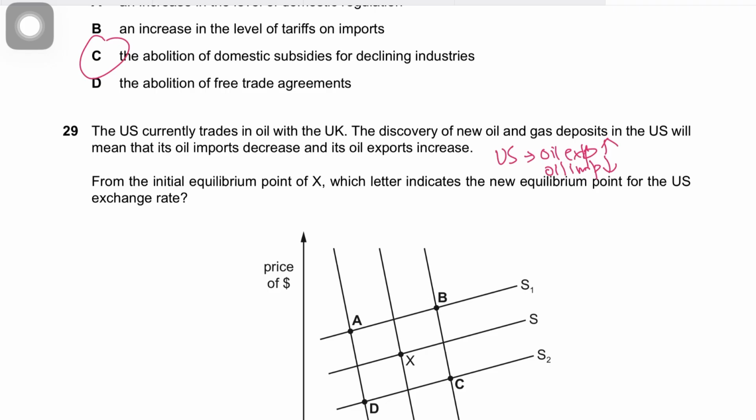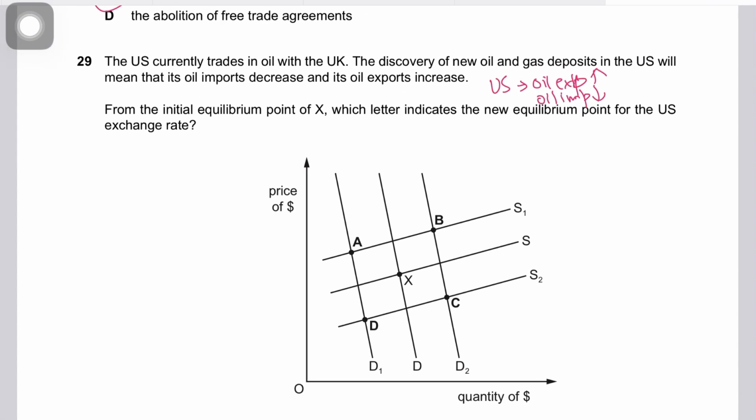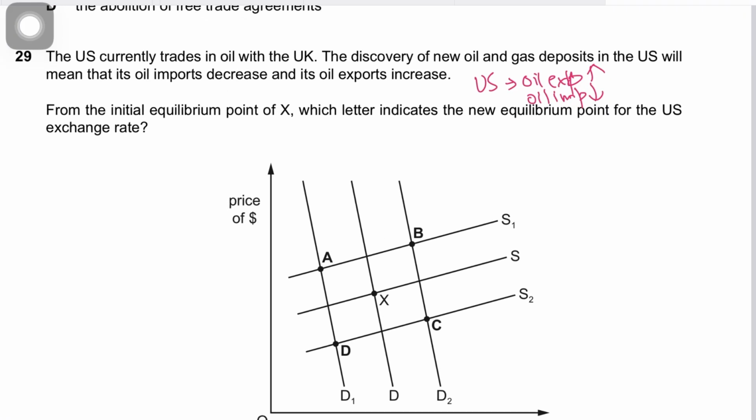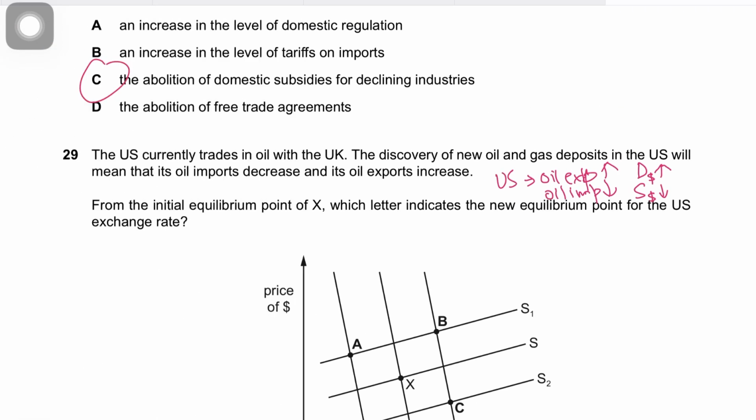From this initial equilibrium, which later indicates a new equilibrium position for the US. Again, pretty simple. On the horizontal and the vertical axis, you have quantity of dollars. If oil exports are going up, it means demand for dollars will now rise because people will need to buy more dollars to pay US firms. And oil imports into the US are going down, which means that supply of dollars would go down, because if you're importing less oil, then you need fewer dollars to import oil. So supply of dollars will shift to the left while demand will shift to the right.